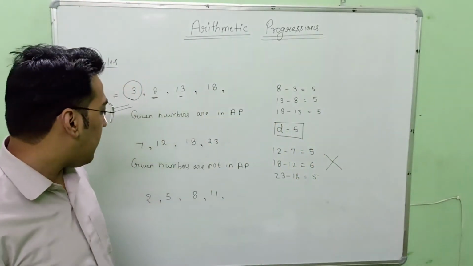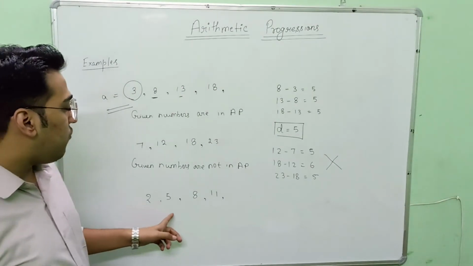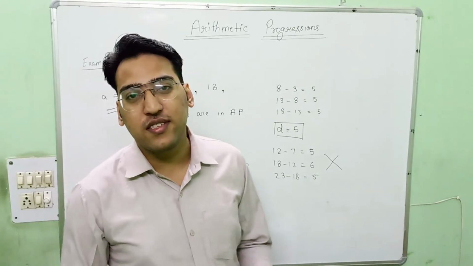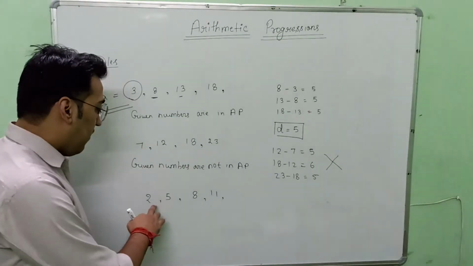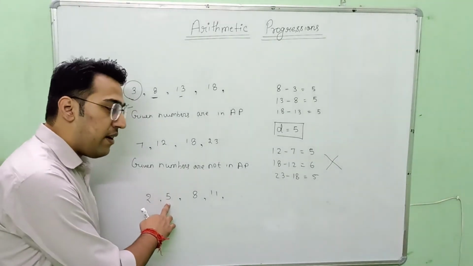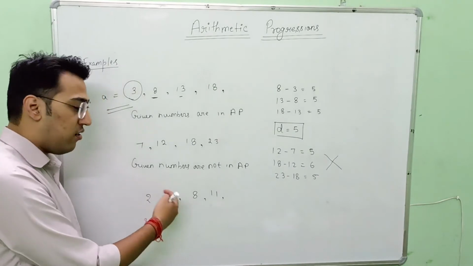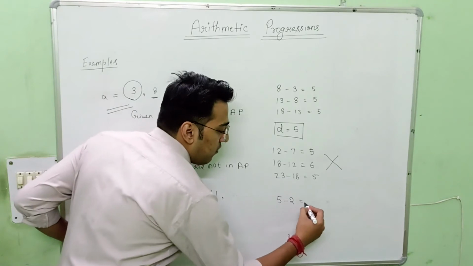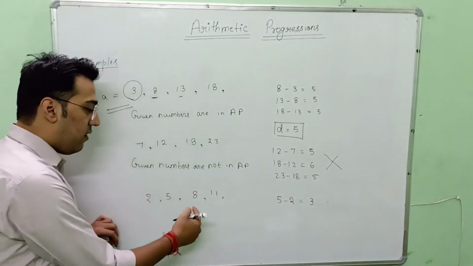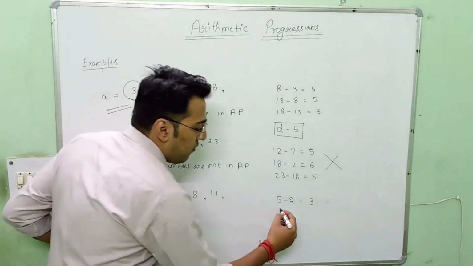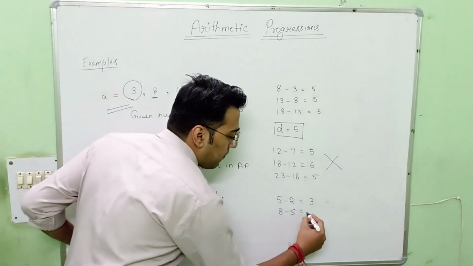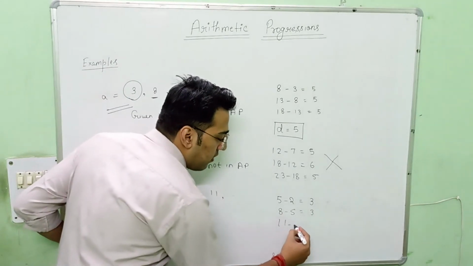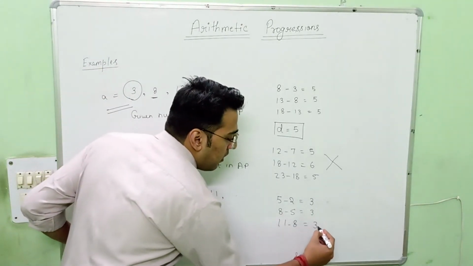Let's move to the last example. The last example is 2, 5, 8 and 11. We will repeat the same process. The process is that the first term is subtracted from the second, so 2 is subtracted from 5. Again 5 is subtracted from 8, and lastly 8 is subtracted from 11.